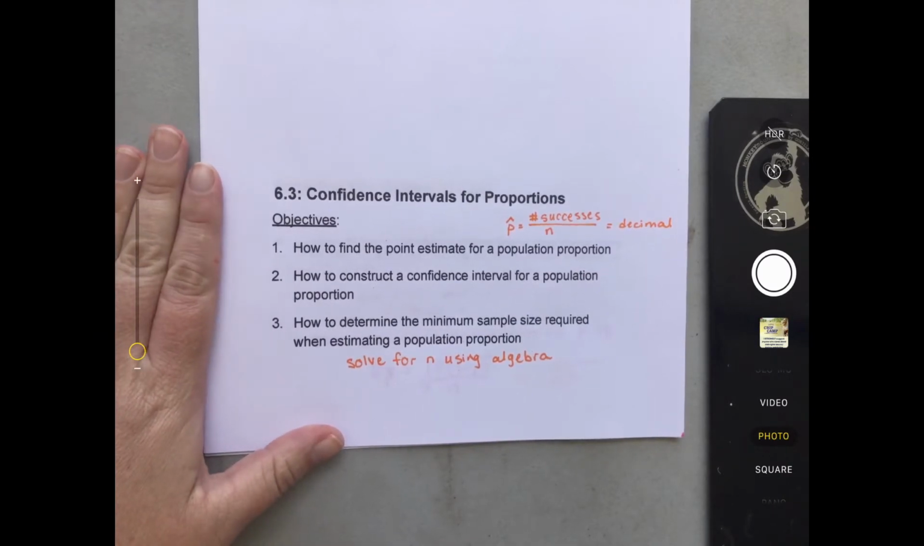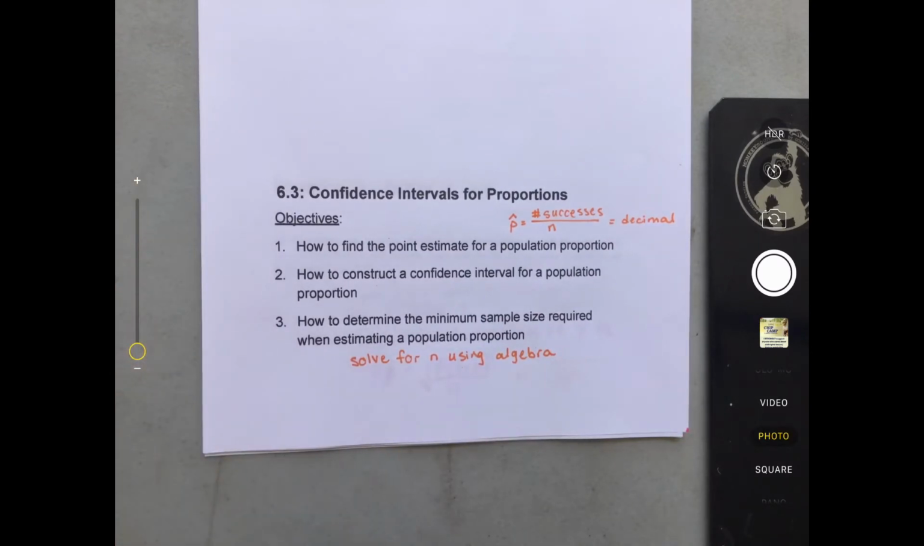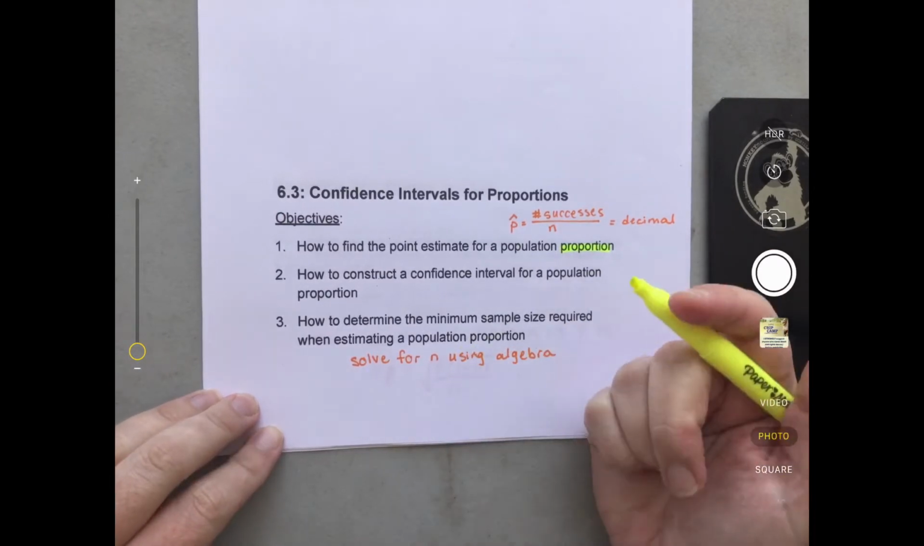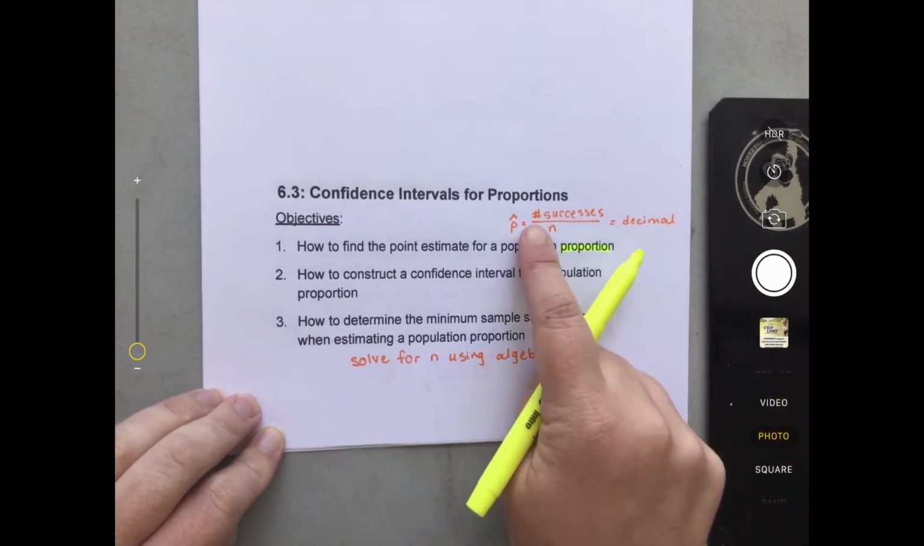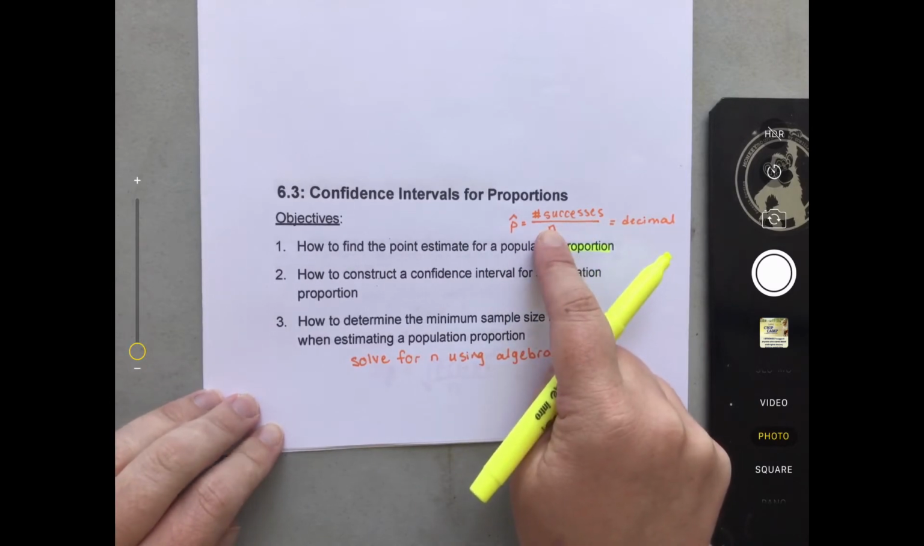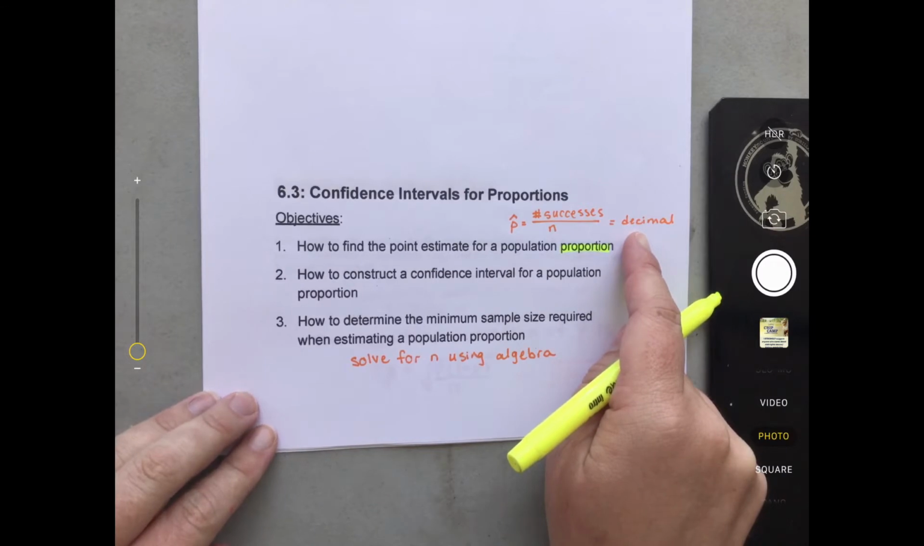Today we are going to learn how to find a point estimate for a proportion. You've actually done this before, but to find p hat, that's what we call it, you just simply take the number of successes and divide it by n. P hat will always be in the form of a decimal.